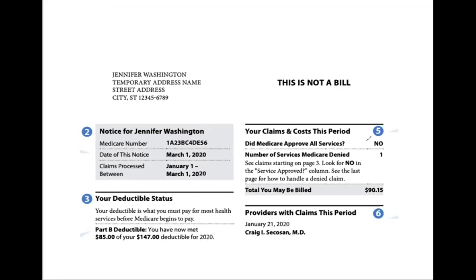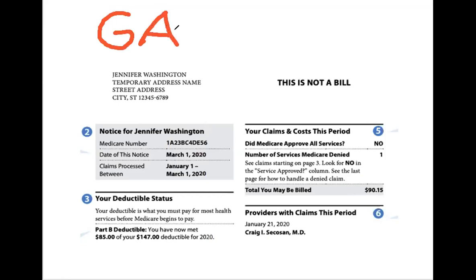Additionally, Medicare will also tell the patient which services were denied. And they will tell them you may be billed $90.15. Now, the reason that they are saying you may be billed $90.15 is because on our CMS 1500 claim form, we have listed CPT modifier GA.